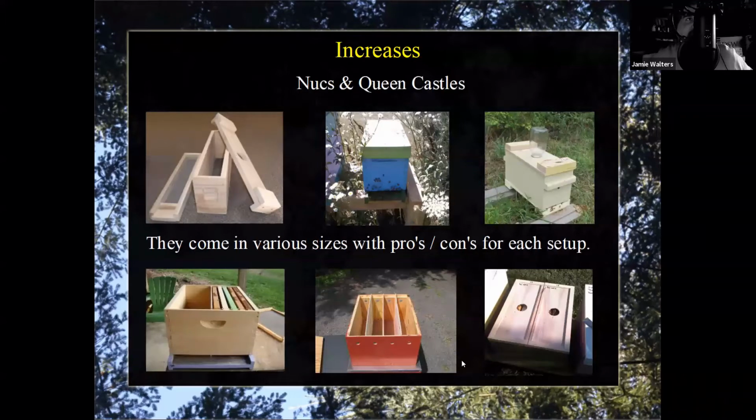So on to increases. The standard for a nuke, when we say a nuke, everybody's talking 5-frame nukes. There's also, off to the left, a 2-frame nuke. A 5-frame in the center, that is standard. So when we talk about Langstroth hives, when we say nuke, it's a 5-frame. And they also make 4 frames off to the side. There are different pros and cons to everything.